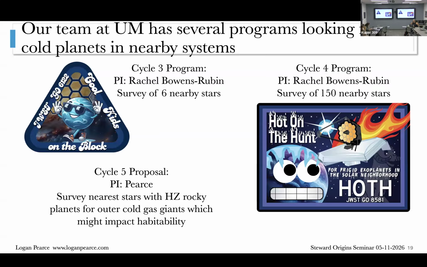And so our team at Michigan has several programs looking for planets in nearby systems. Rachel is the PI of a Cycle 3 program called Cool Kids on the Block, surveying 6 nearby stars, and a Cycle 4 program surveying 150 nearby stars. I had a proposal that was not accepted for Cycle 5, to look for outer cold gas giant planets around systems with known habitable zone rocky planets. So I think that's a great science case, and I'll be continuing to try to push that one.